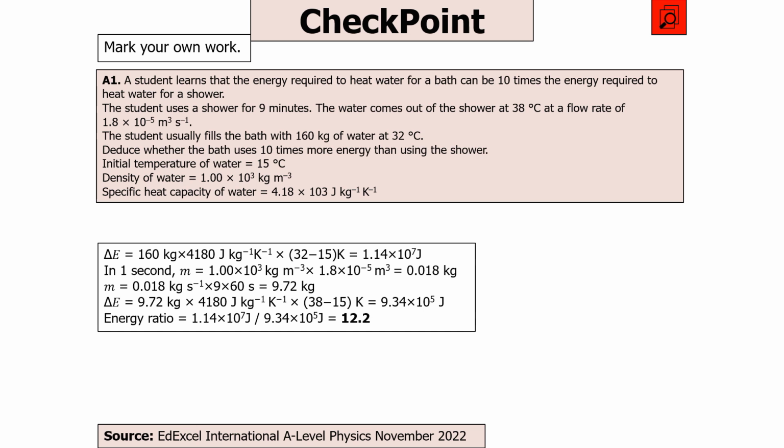So therefore we can then work out what it's going to be for 60 seconds. Say they're in the shower for 9 minutes, so do 60 seconds times 9, so 0.018 times 9 times 60 is 9.72 kilograms. So E equals mcΔT for this one, and we'll say it's 38 to 15, so there's your difference there. So it's 9.34 times 10 to the 5. Find the ratio of the two, and it's 12.2 times, so actually it is more than 10 times.